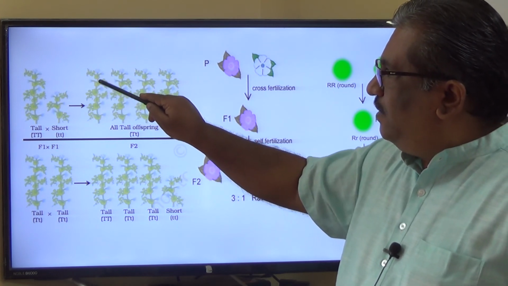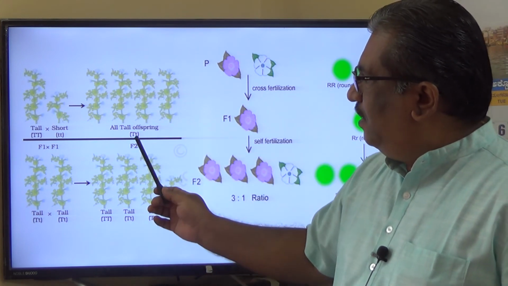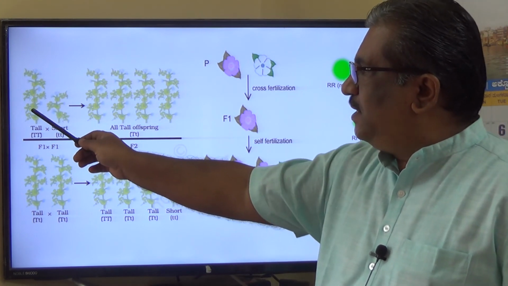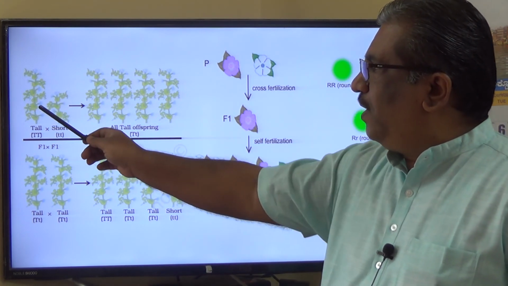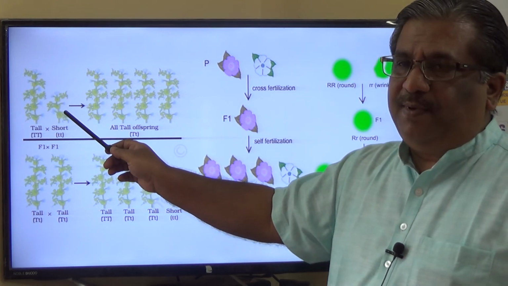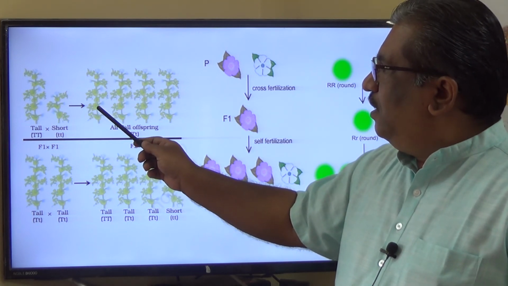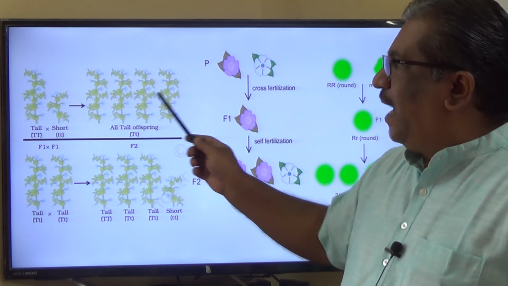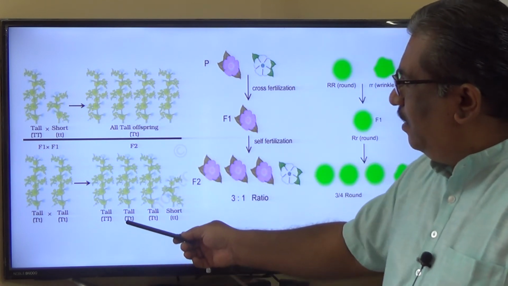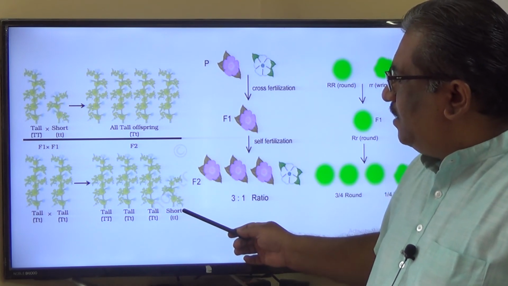Now, let this plant undergo self-pollination. That means capital T, small t. These are hybrid plants. These are pure. This is a pure plant, a purely bred plant. Bred is the past tense of breed. So all these are tall plants or hybrid plants. When this is cross-pollinated, then 75% were tall and 25% were short.